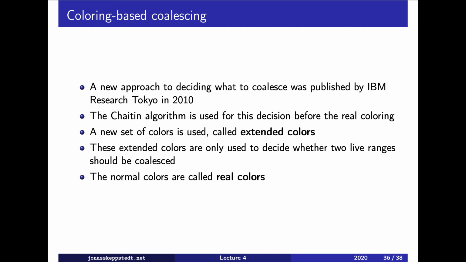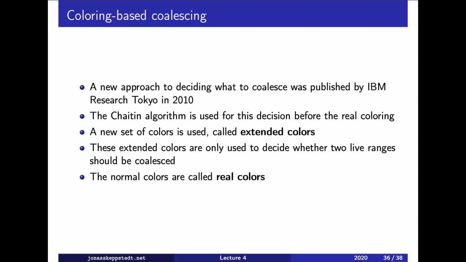A different approach: splitting and coalescing are related, and a different way to do coalescing was published by researchers from IBM Tokyo in 2010. What they do is as follows. Instead of using only the normal colors, which they call real colors, they introduce a new set of colors called extended colors, which are not related to a real machine CPU register.